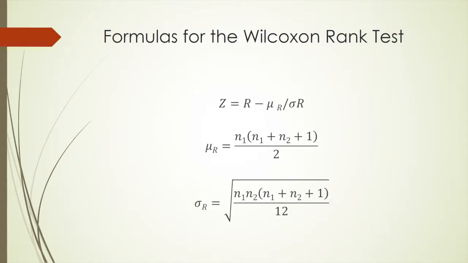Listed below are the formulas for the Wilcoxon rank test. R is equal to the sum of ranks for the smaller sample size. N1 is equal to the smaller of the sample sizes. N2 is equal to the larger of the sample sizes. And it should be noted that if both samples are the same size, you can use either one for N1.